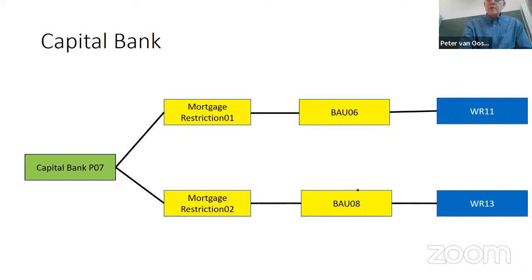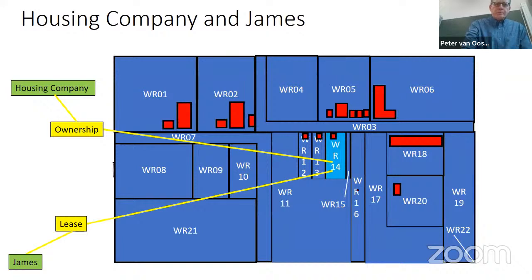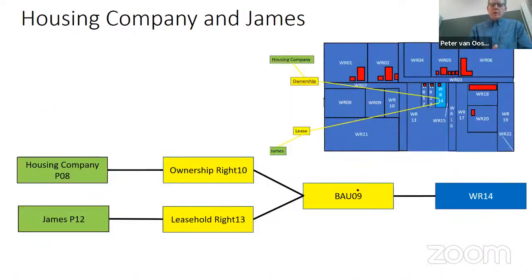So if you look at the bank, it had a number of mortgages on property 6 and on property 8, which is parcel 11 and parcel 13. Now we have the last parcel owned by the housing company, and it's leased by James. Here there is nothing special and no mortgage needed. We have this simple situation.